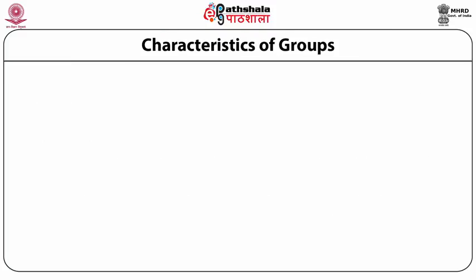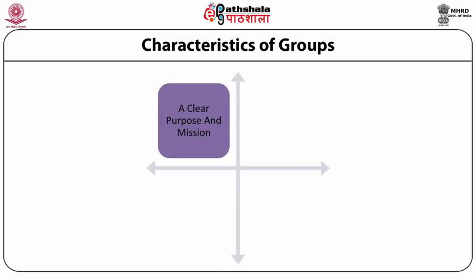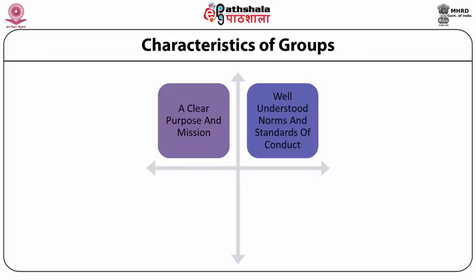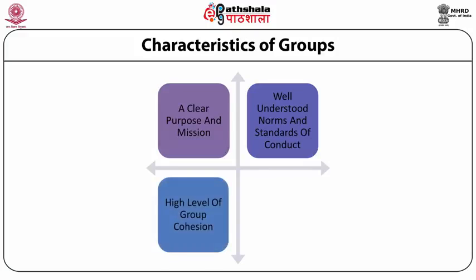Before we move ahead, let us try to find out what are the characteristics of groups. There are 4 basic characteristics of a group which can be seen: 1, a clear purpose and a clear mission that the group stands for or is striving for. The second characteristic of a well-defined group is that it has well understood norms and standards of conduct. The third characteristic could be that there is a high level of group cohesiveness. The fourth could be flexible status and, of course, the structure of the group.